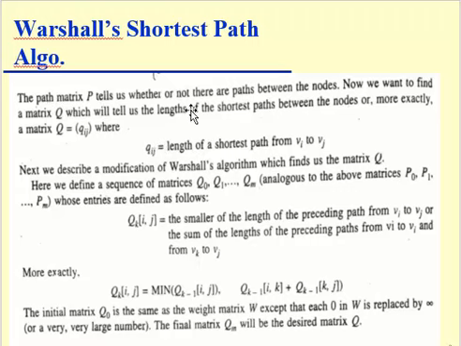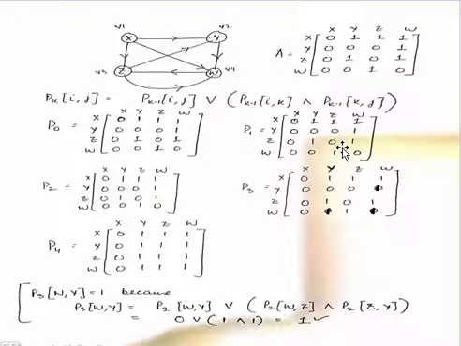The path matrix tells us whether or not there are paths, but we now need to find the shortest path between the nodes. So I'm defining one variable qij, that is the length of the shortest path from vi to vj. Now in the path matrix, while finding that, we defined the matrices like P0, P1, P2, P3 and P4. Here also we will be doing the same thing.